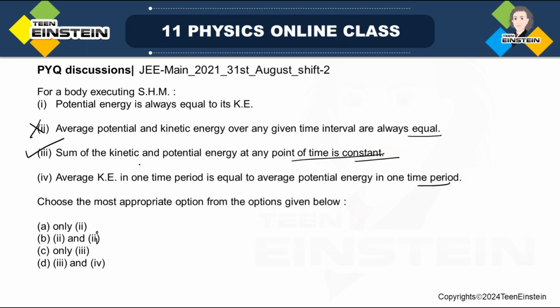The sum of kinetic energy and potential energy being constant is correct. The average kinetic energy in one time period being equal to the average potential energy in one time period is also correct. So option D will be the correct answer for this question.